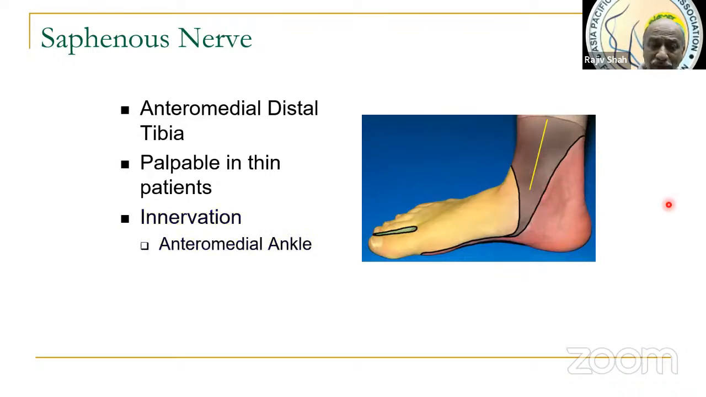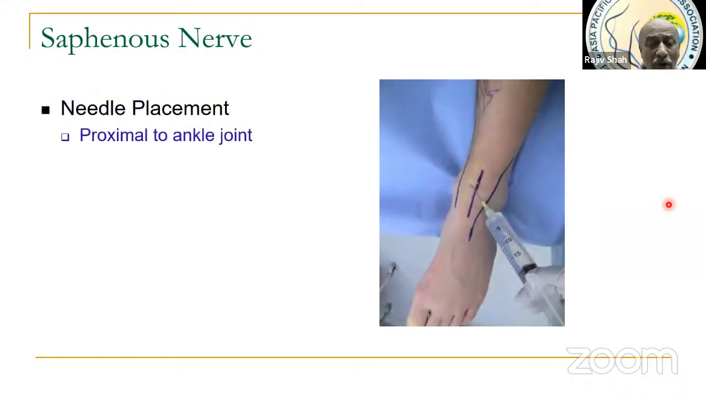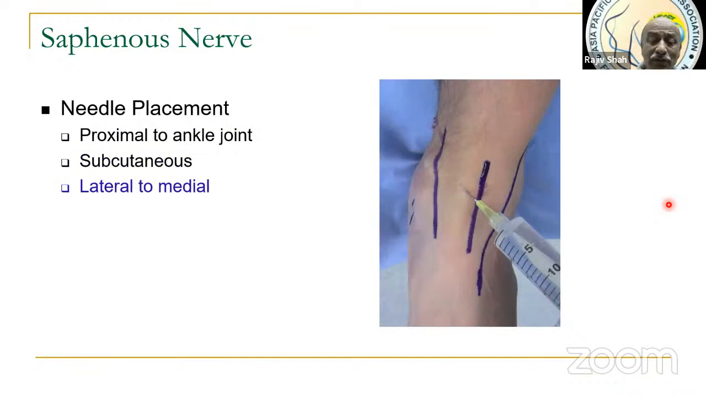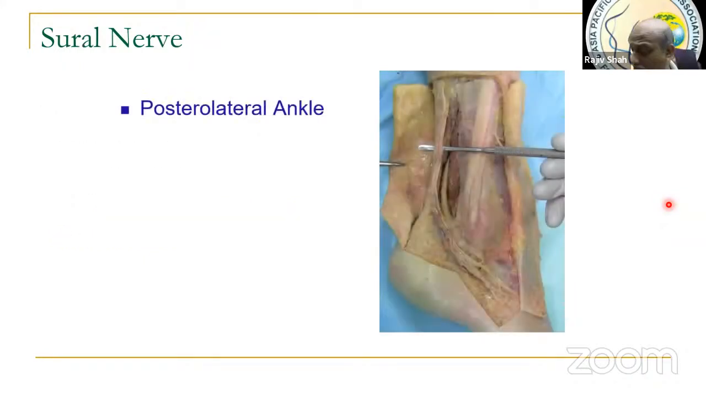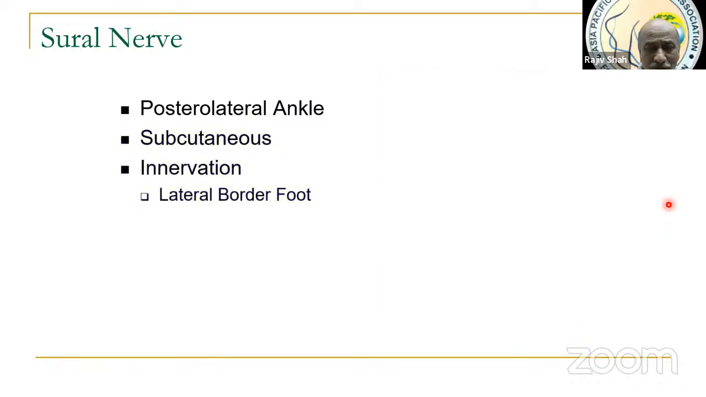So, how do you block this saphenous nerve? For blocking this saphenous nerve, your needle is placed proximal to the ankle joint, subcutaneously, directed from lateral to medial. So in lateral to medial, you go right up to the saphenous vein, and then you push in your needle, and 5 to 7 or 10 cc of blocking solution is what you require. Then comes your sural nerve. Sural nerve supplies the posterolateral aspect of the ankle. It is again subcutaneous. It is exactly midway between the anterior border of the tendo Achilles and posterolateral border of the fibula, and again it innervates the lateral border of the foot.